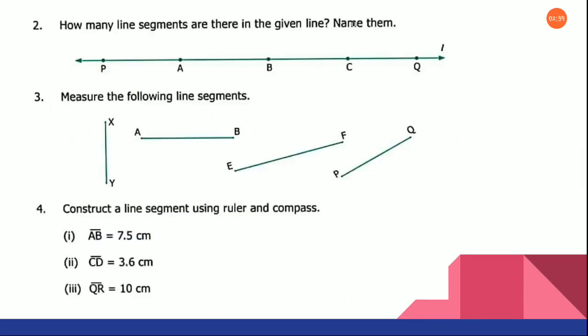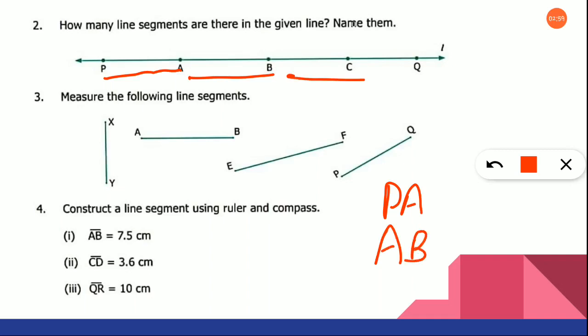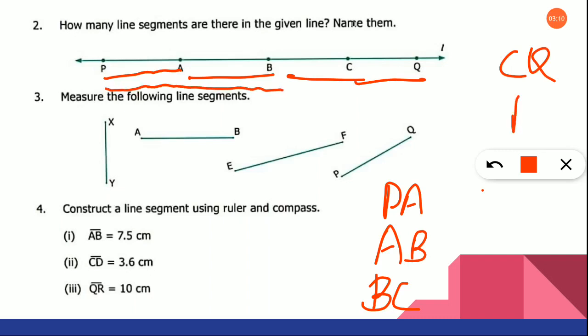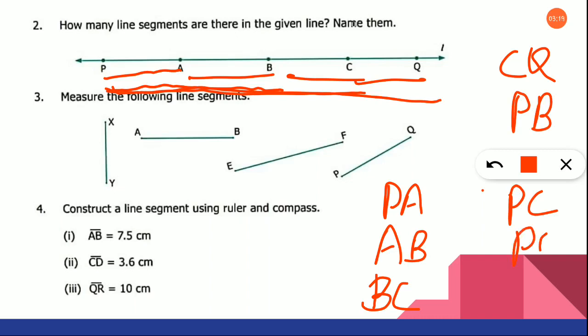Next, look at the second sum. How many line segments are there in the given line? Name them. Line segment means, as I told you, a starting point and one ending point. So this is one line segment, that is PA, and then AB is another line segment. Then BC is one line segment. Then CQ is another line segment. Next, shall I call P and B one line segment? Yes. Then P and C as one line segment? Yes. Next, P and Q is another line segment.